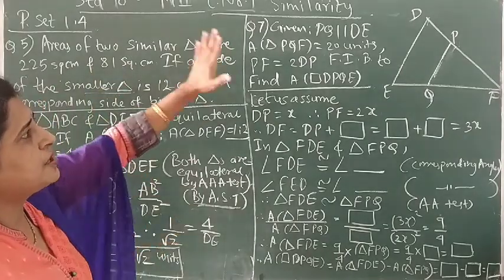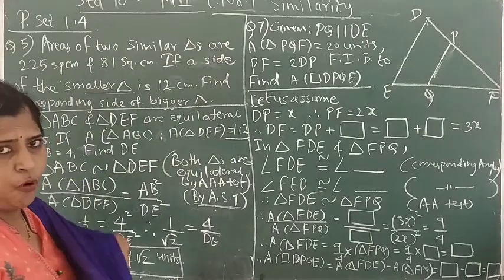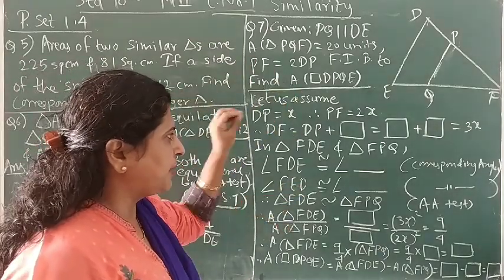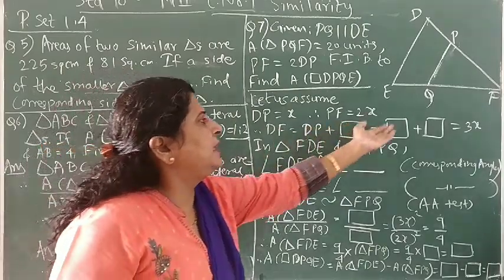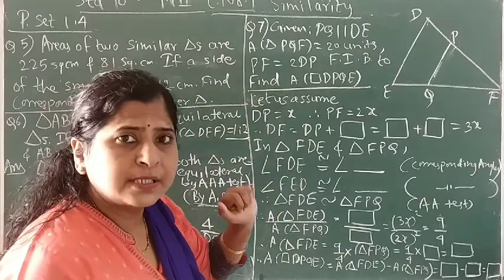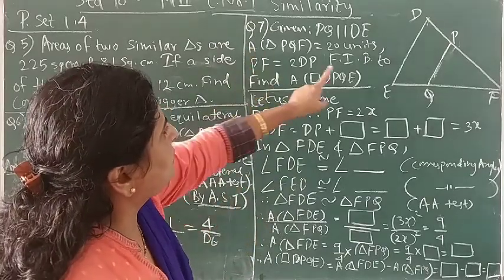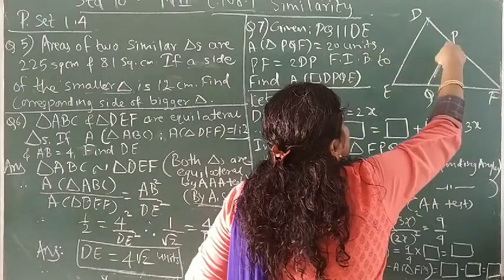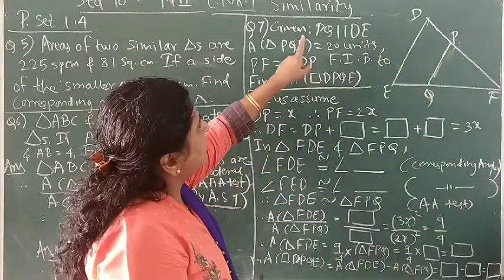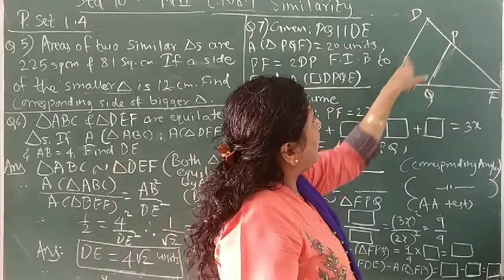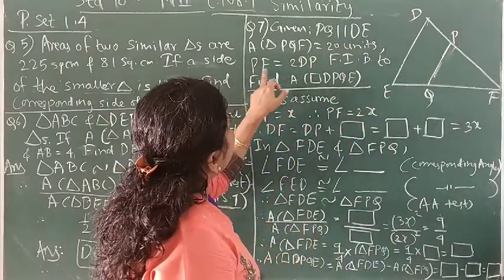Now question number 7 is given in the activity form. So many things are given in the question itself. We have to just fill in the blanks or boxes over here. So let's see what is question number 7. In question number 7, the figure is given to us. We can see this triangle DEF and this segment PQ. Now let's see what more is given. PQ is parallel to DE.